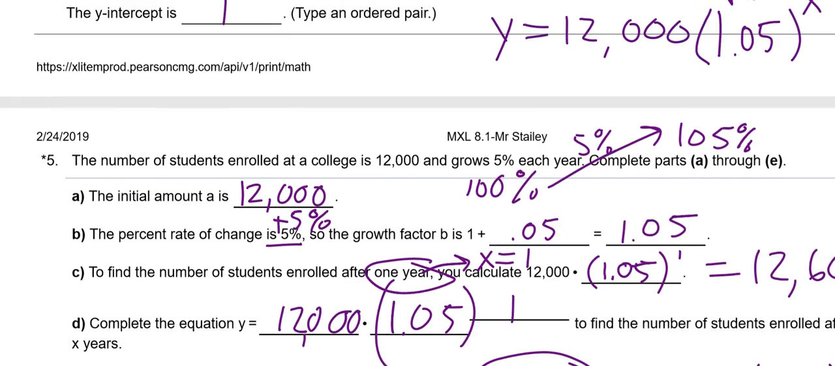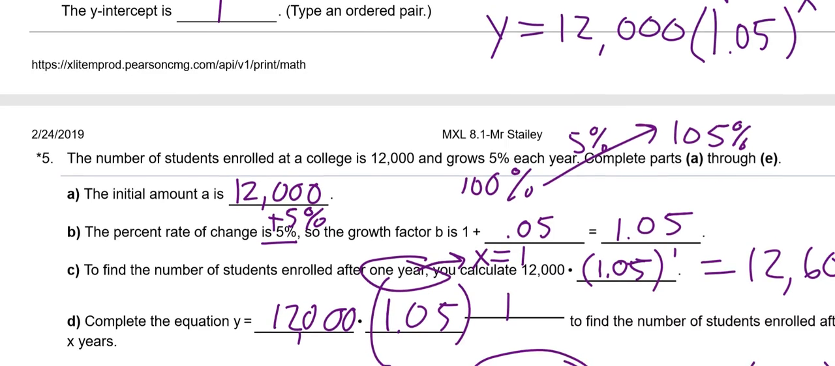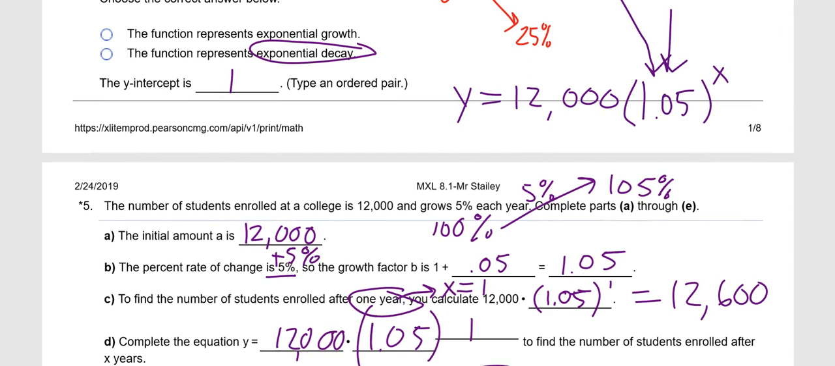Now what would we end up with if we wanted to know 22 years from now? So change that 1 in your calculations. Change it from 1 year to 22 years. 12,000.